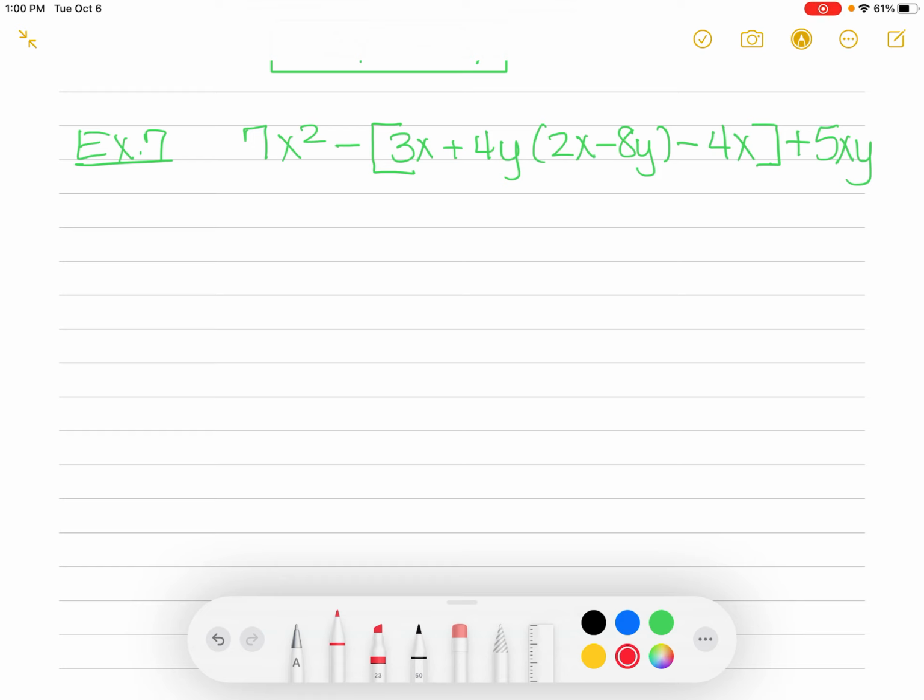But I'll be here for you if you don't want to pause and you just want to work it with me. Okay, so if you want to pause now. If not, just work it with me.